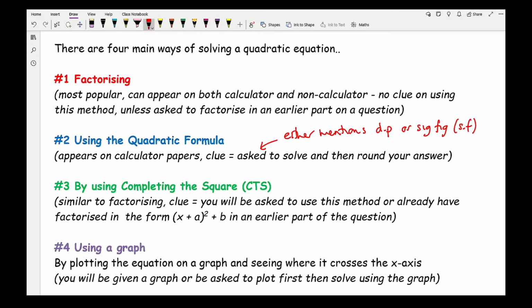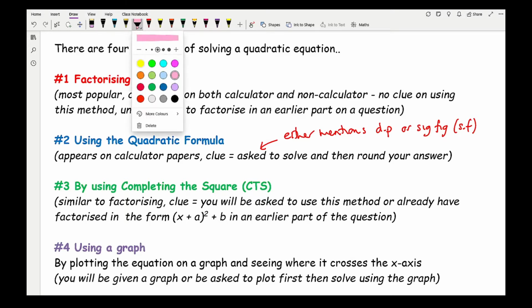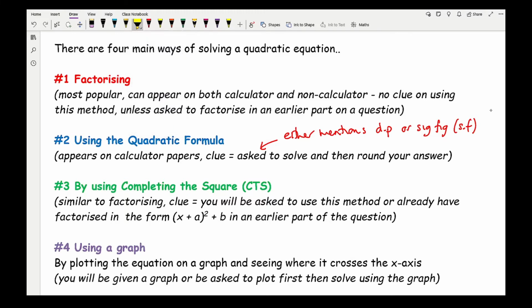Now if they don't specifically ask or use the word completing the square, they definitely won't use CTS. That's just something I abbreviate it as. Then what they will do is they will ask you in a previous part of the question to factorize in this form, which is basically in the form of completing the square. Now, if you have absolutely no idea what I'm talking about, do not worry. As I said, this is probably a level 8, level 9 topic that you will get taught.